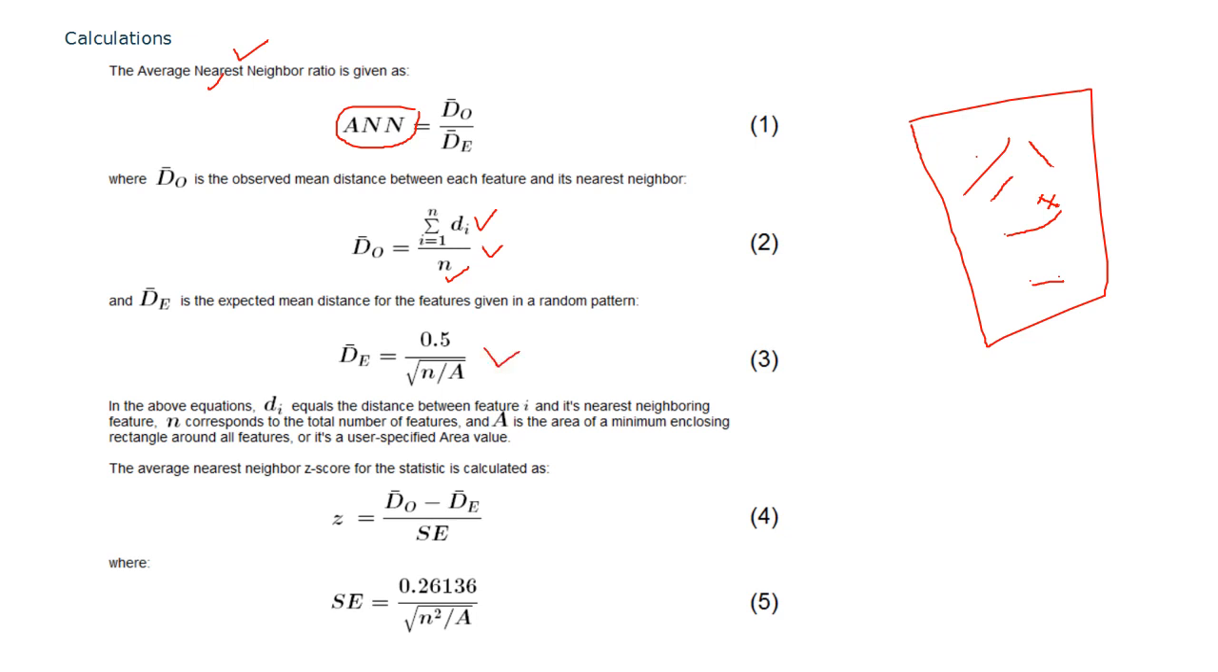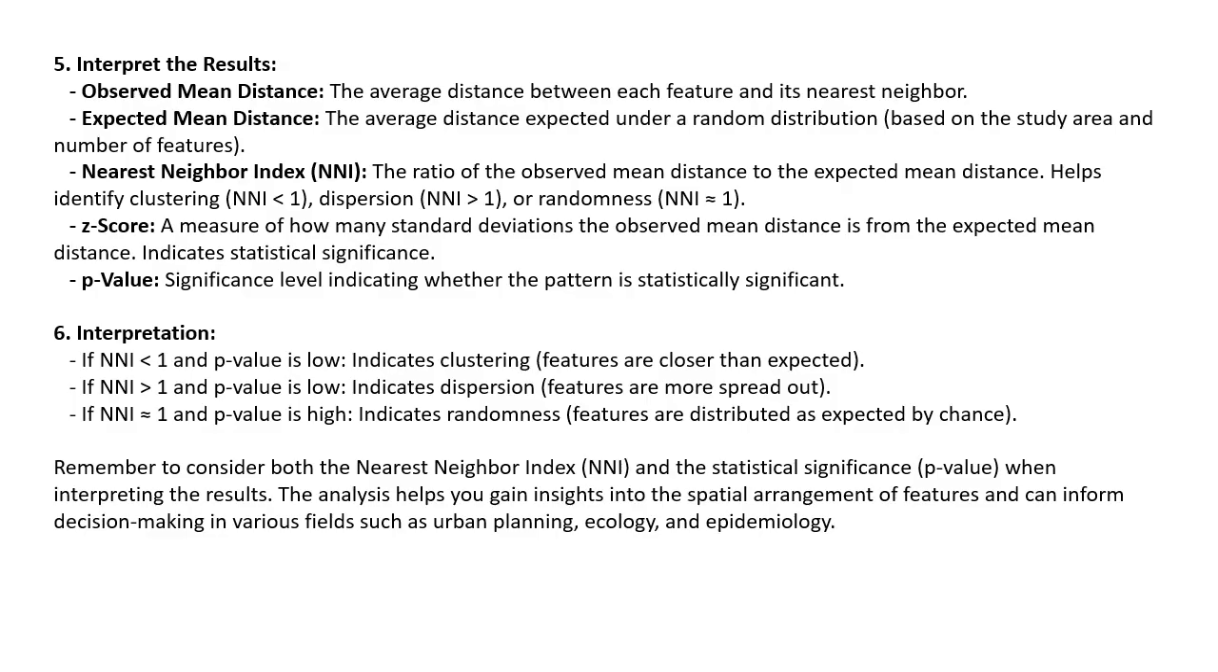The expected mean distance will be, the formula is here, 0.5 divided by the square root of A over n. So A is the area and n is the number of points. In the software, if you know the area of your study, then you can give the area. Otherwise, the software will calculate the area like this. So with the help of the software, we will see like this. Okay.